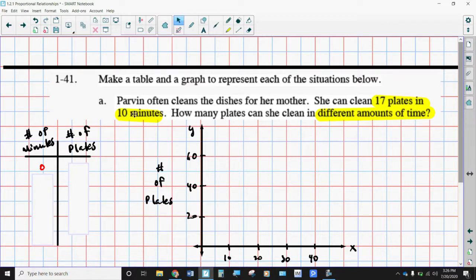Would she get any plates cleaned? And the answer is no, she wouldn't. So there's 0, 0 that comes up whenever you've got a proportional relationship. Okay, so what else do we know?